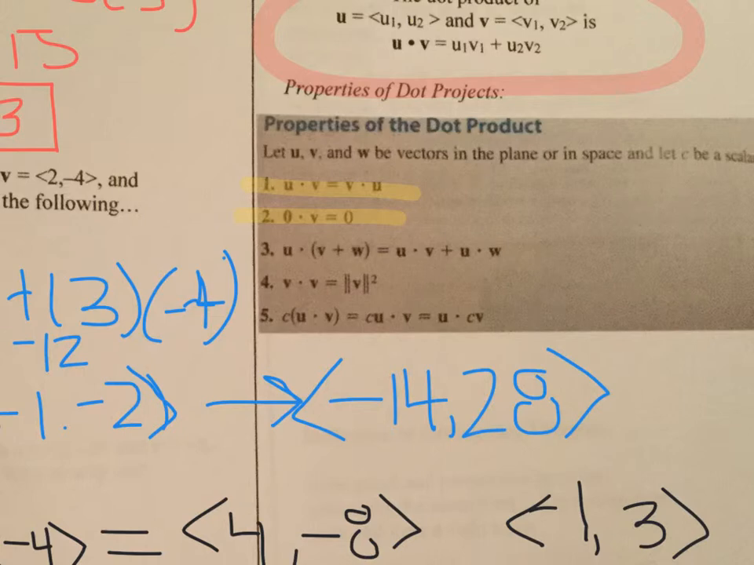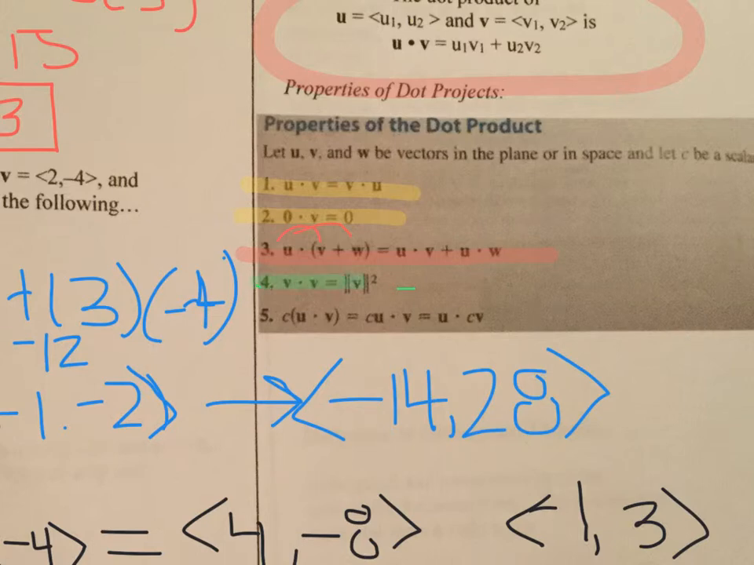This one's a little bit different. It's kind of like if you were distributing. So the u would have to go to the v and the w, so you have to do u times v plus u times w. The next one's the one I'm going to use on this problem, though. This right here.